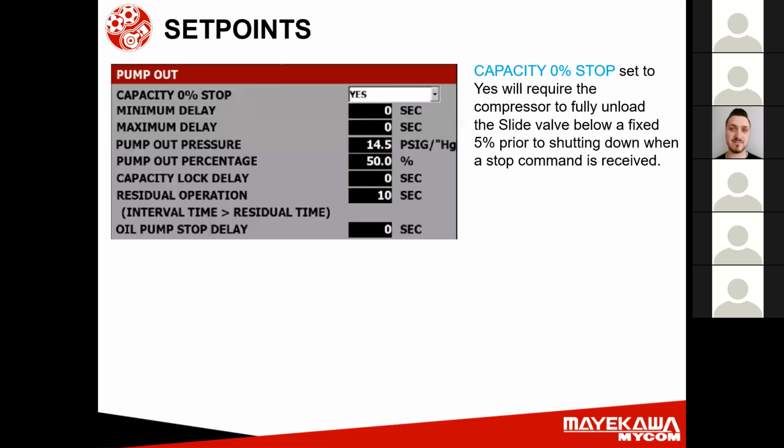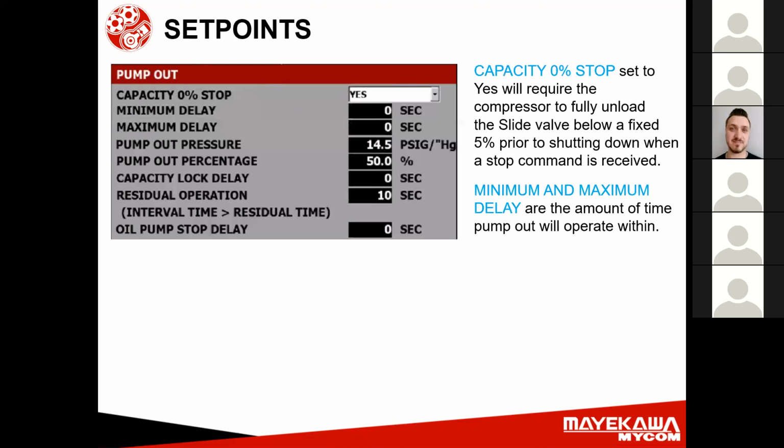Capacity 0% stop, set to yes, will require the compressor to fully unload the slide valve below a fixed 5% prior to shutting down when a stop command is received. The minimum and maximum delay are the amount of time pump out will operate within.